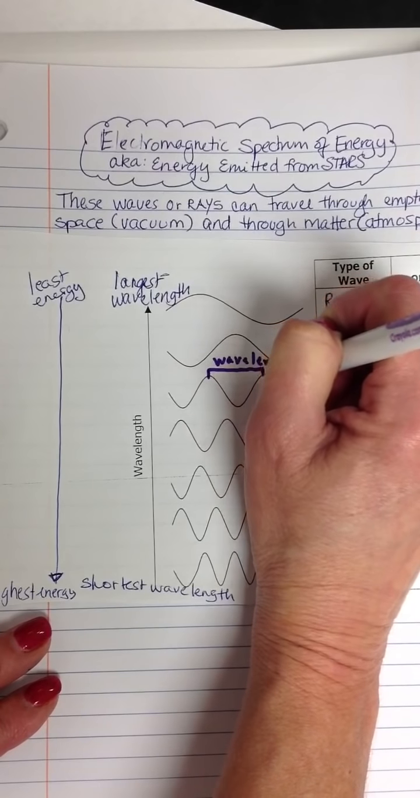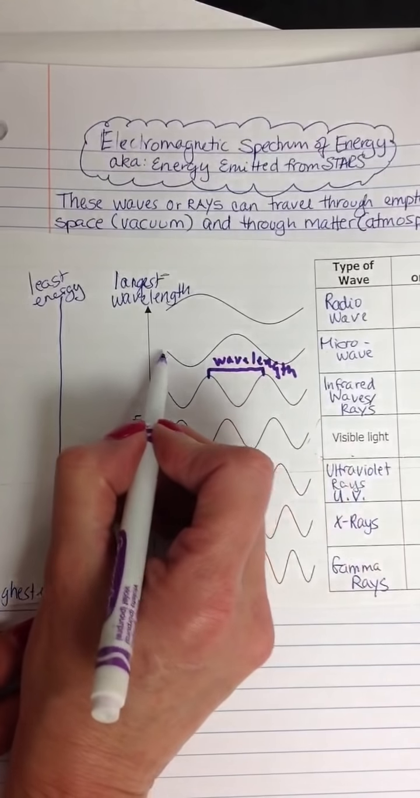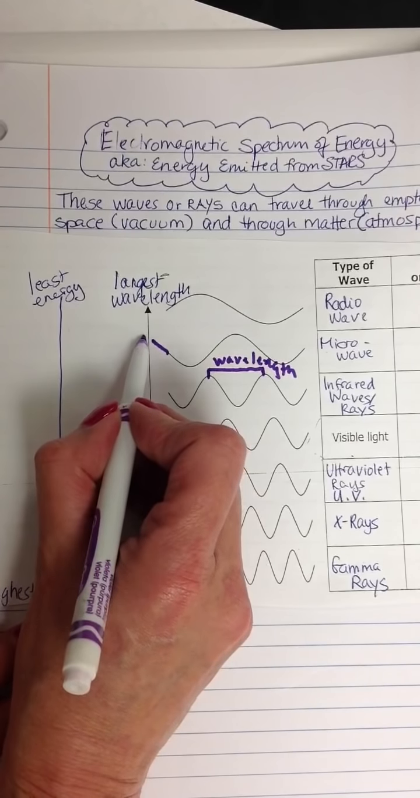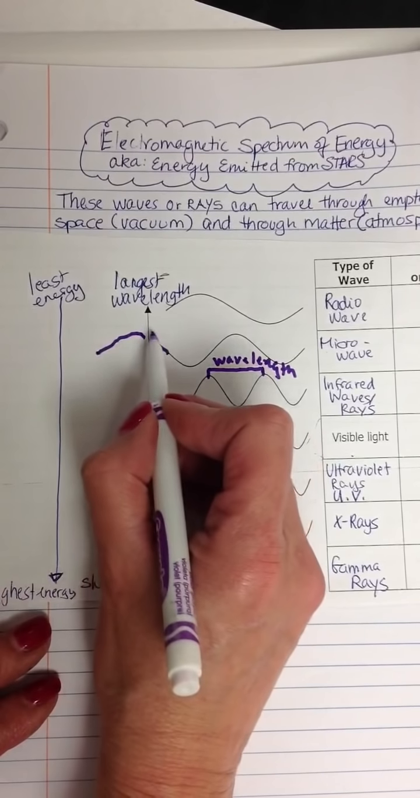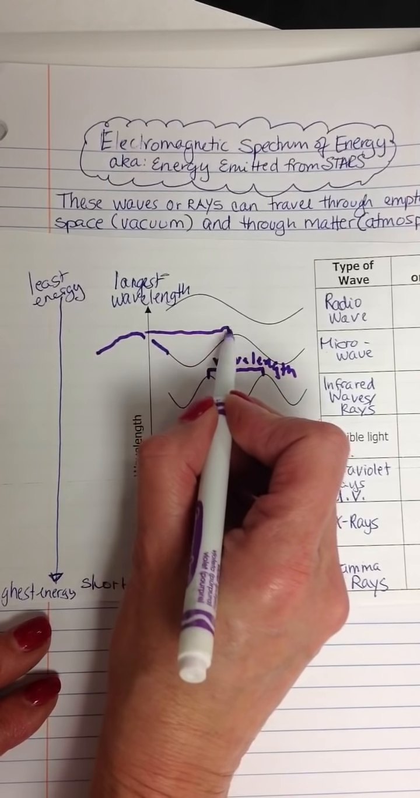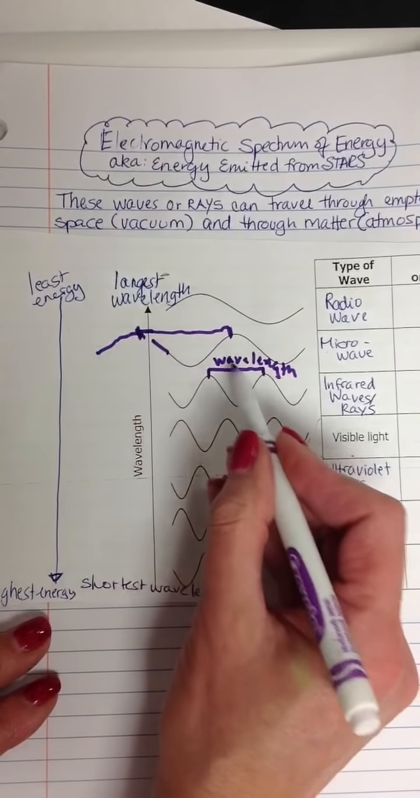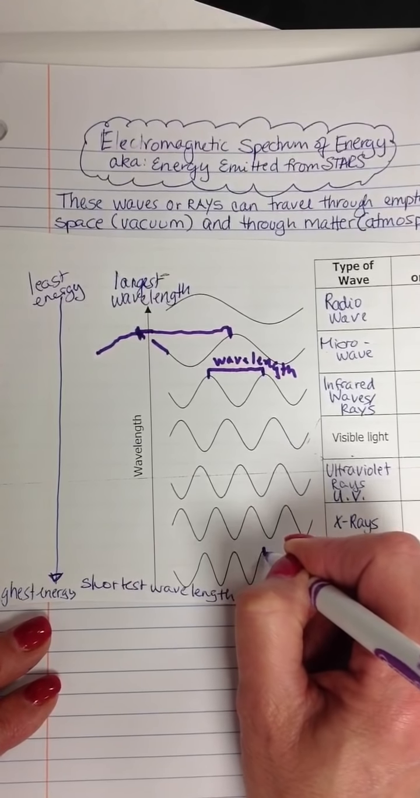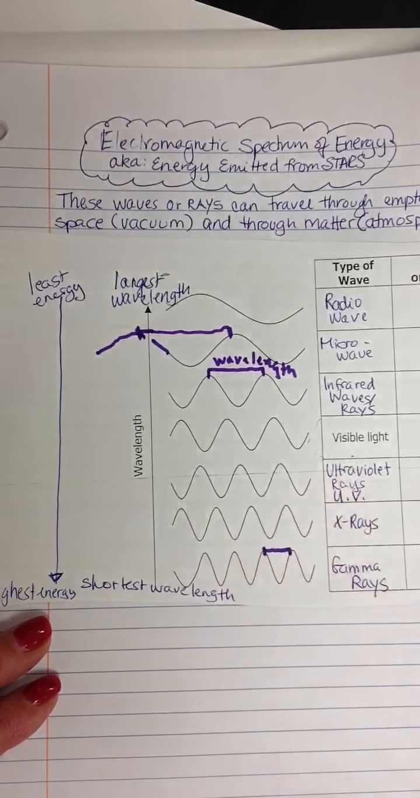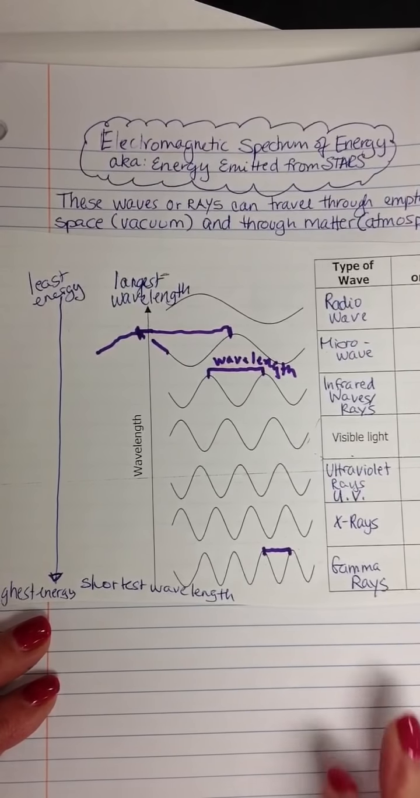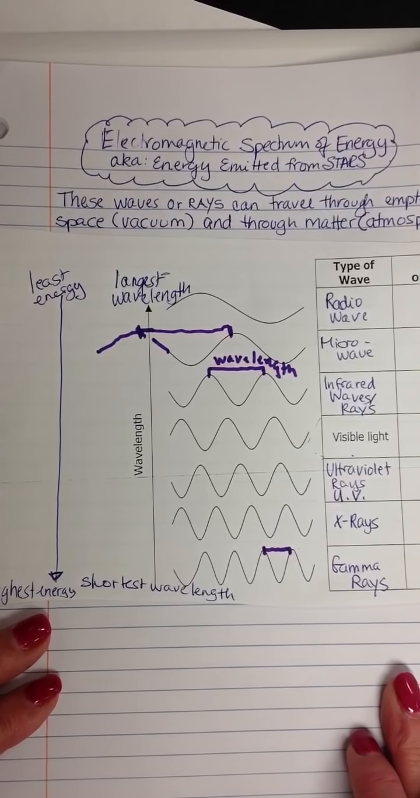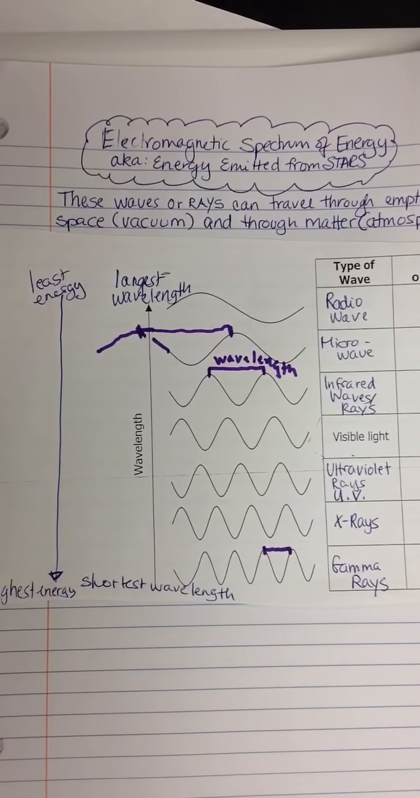And as you can see, this one wouldn't peak till over here, so obviously this is way longer than this. And then if you get down here, you can see that these are much shorter. So that's what we mean by the wavelength, okay? So the longer the wavelength, the least amount of energy.